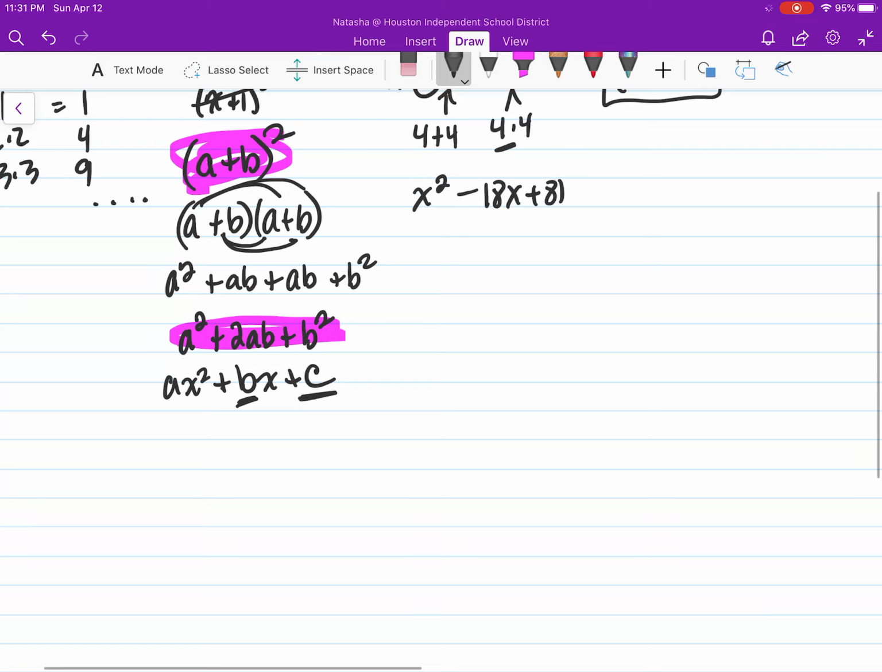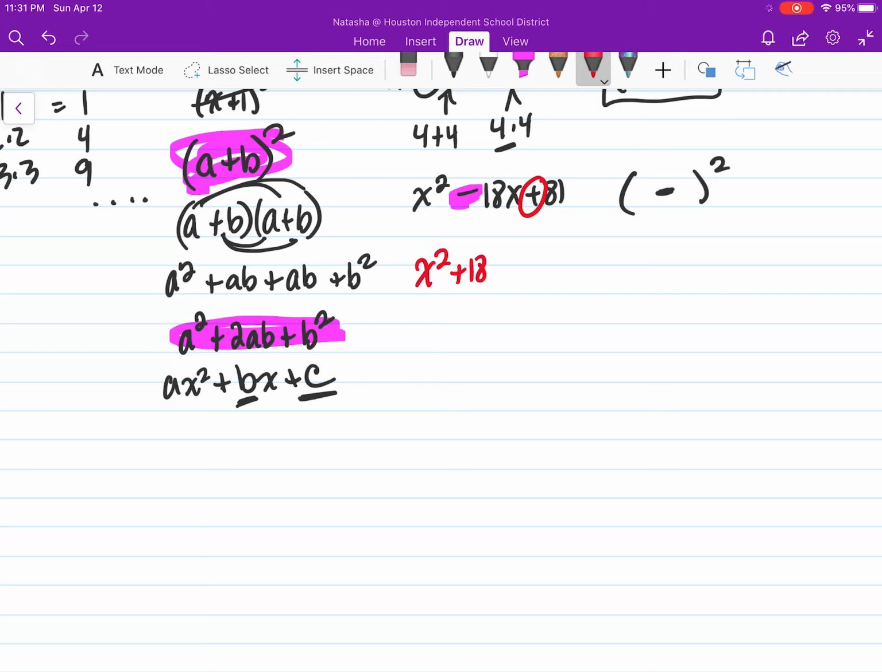Okay, let's take another one. So let's look at the next example, which is x squared minus 18x plus 81. Now, here's a key comment here. We can have that be negative. If that's negative, then that just means that when we put this in binomial form, this term here in the middle is going to be subtraction instead of addition. Okay, that's the only difference.